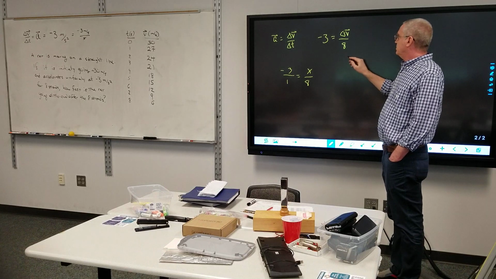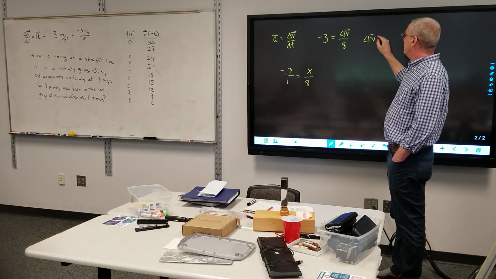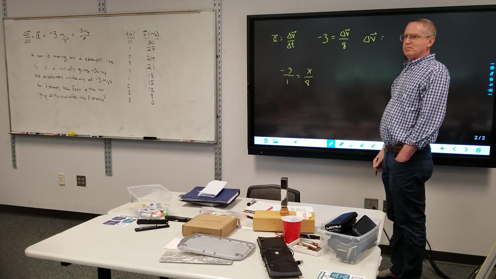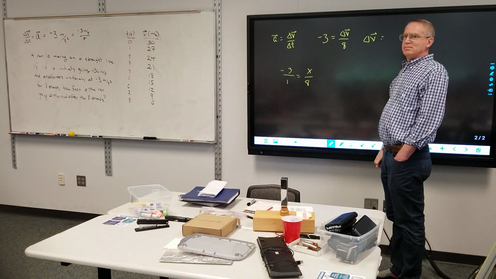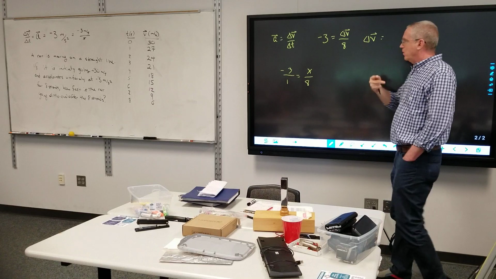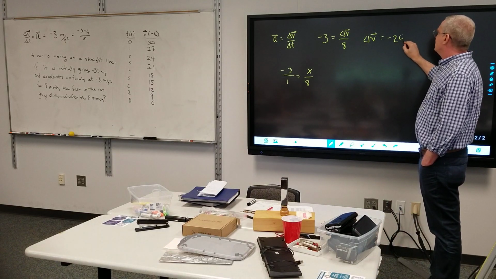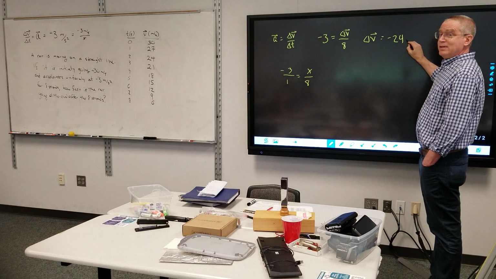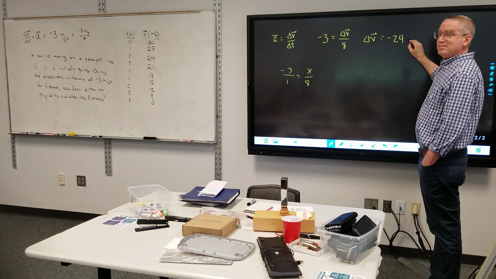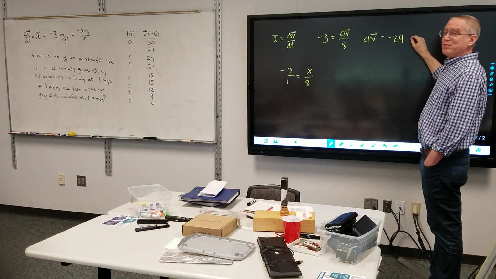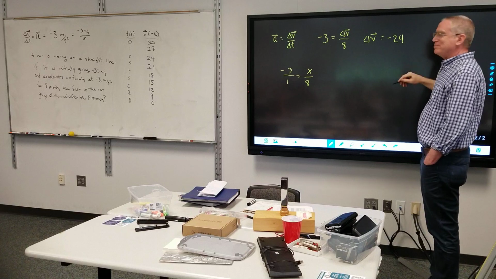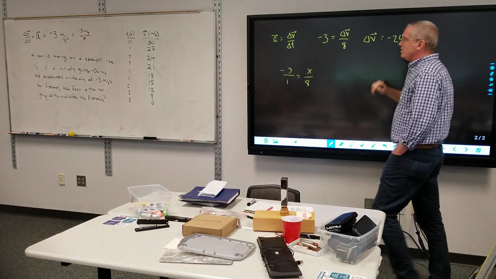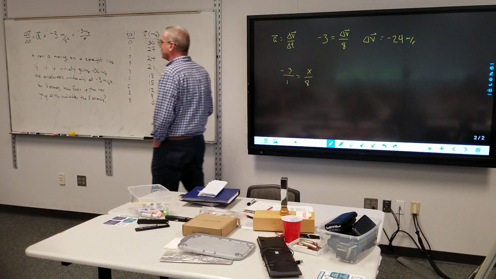So what is the change in velocity? -24. Okay, I heard that. Finish it off. Plus, minus... No, wrong finishing. Meters per second. That's it. Units. All right, so my change in velocity is -24 meters per second.